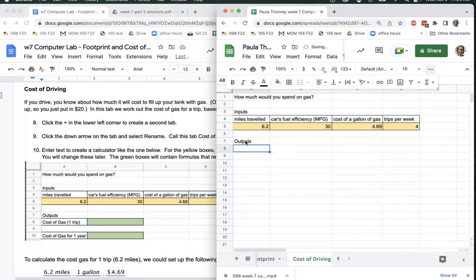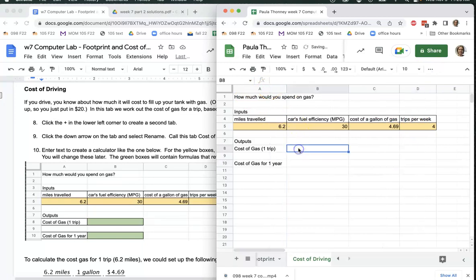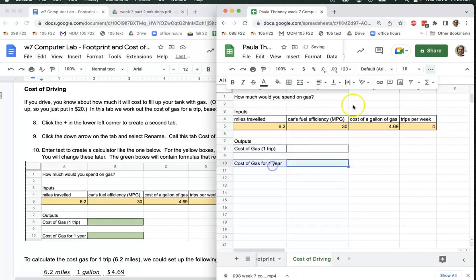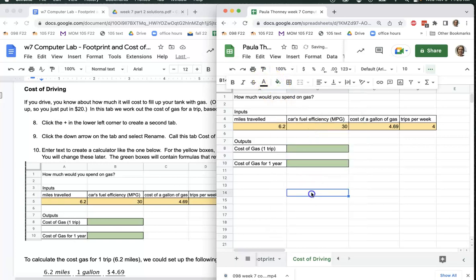Now I'm ready for my outputs. So the first output is the cost of gas for one trip, and the second output is the cost of gas for a year, assuming that we do 4 trips a week. So I'm going to just pull this column a little wider so there's room for these 2 inputs. So first of all, we will grid this and grid this, and then shade this green, shade this green. I think we're now ready for the formulas.